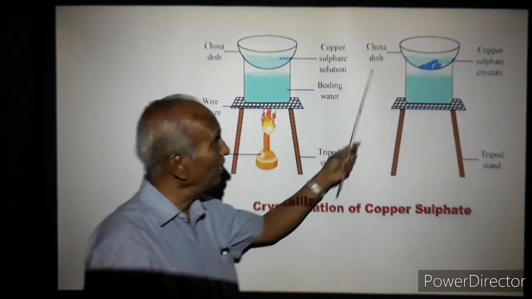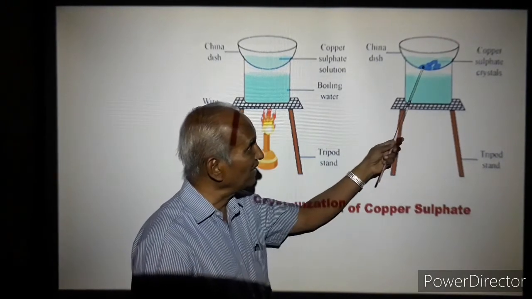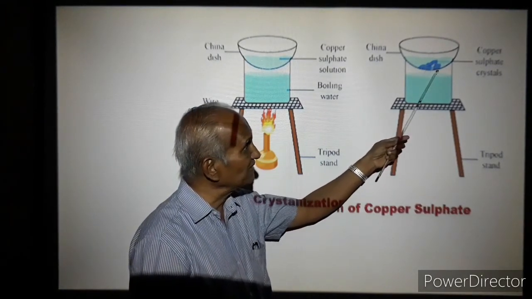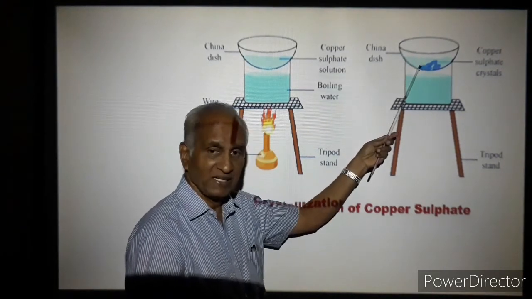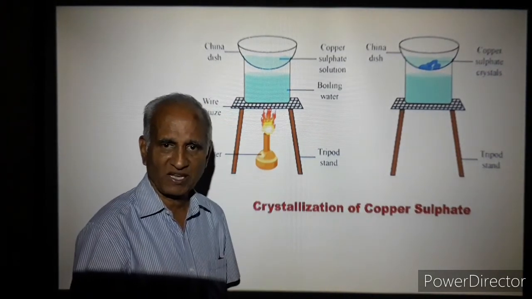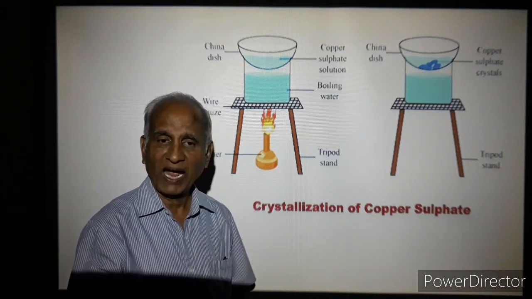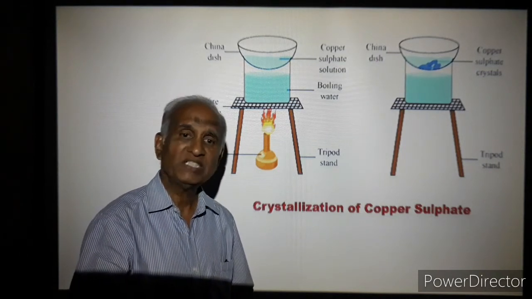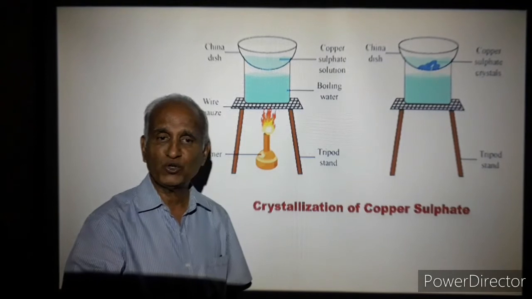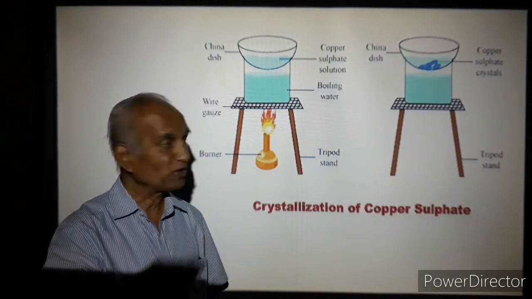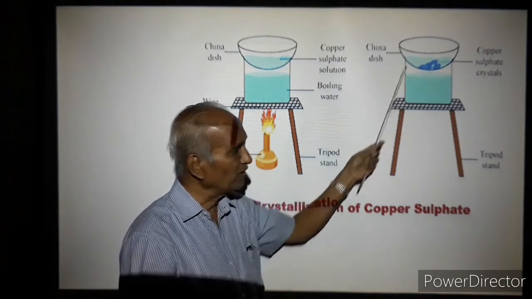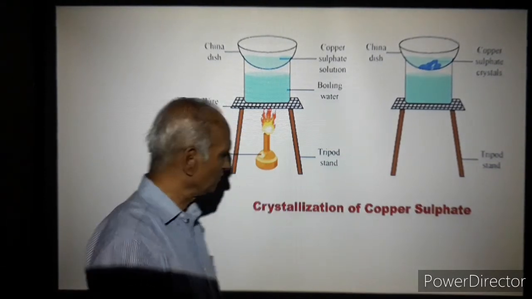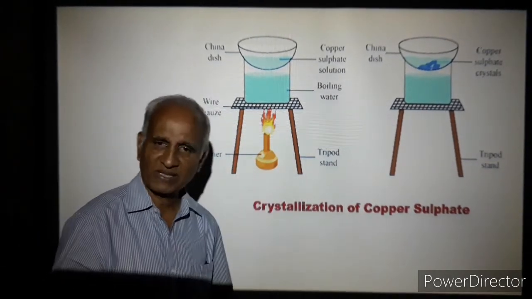As it cools down, in the china dish or bowl here, you see copper sulfate crystals getting formed. Because temperature is coming down, as the temperature of the copper sulfate solution comes down, it cannot hold that much copper sulfate which it was holding when the solution was saturated, and they will fall out in the form of small crystals. So, crystallization of copper sulfate.